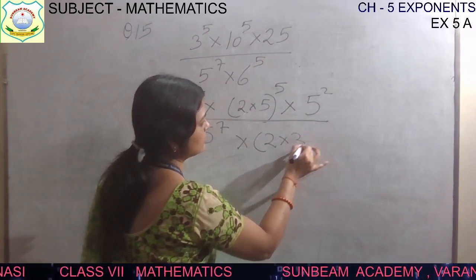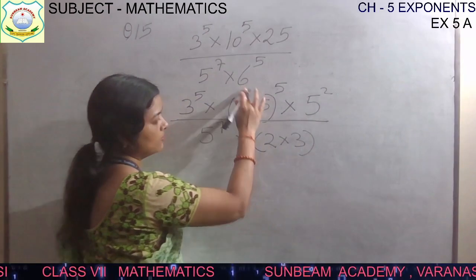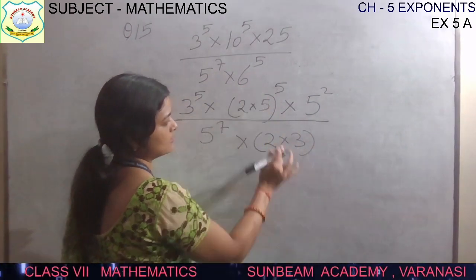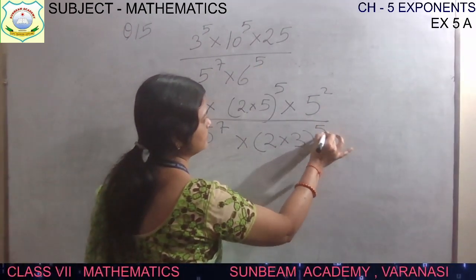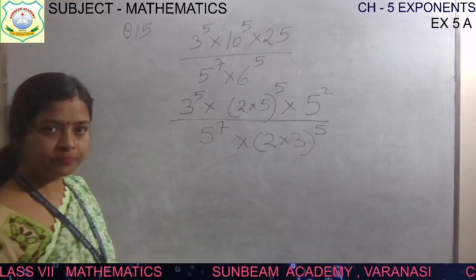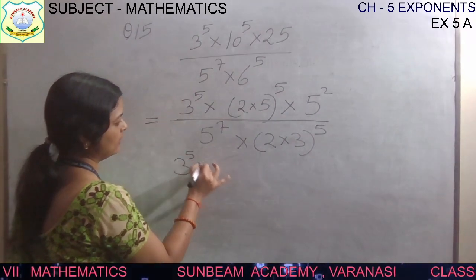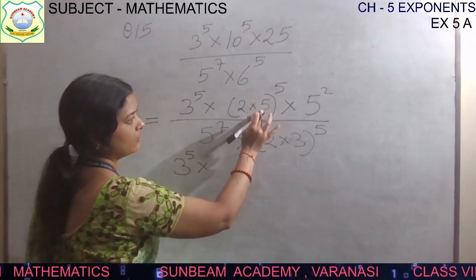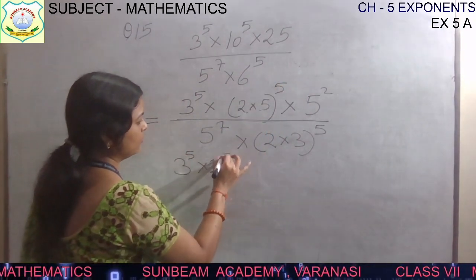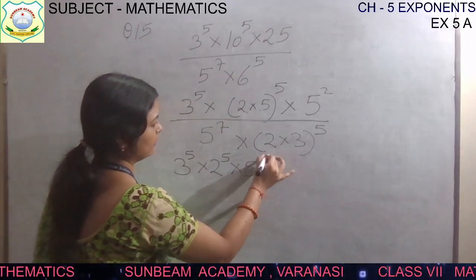See the base 6, it is not simplest. It can be written as 2 into 3. 6 ko hum likh sakte hain 2 3 ja 6, 6 to the power 5. Theek hai. Now open it. Next step. 3 to the power 5 into 2 to the power 5 and 5 to the power 5.